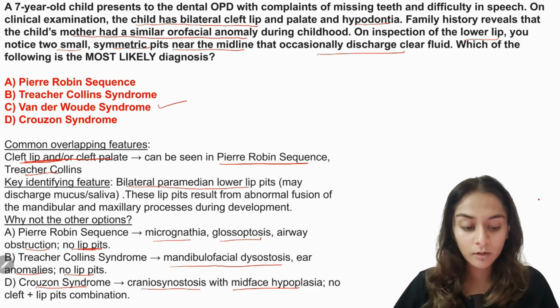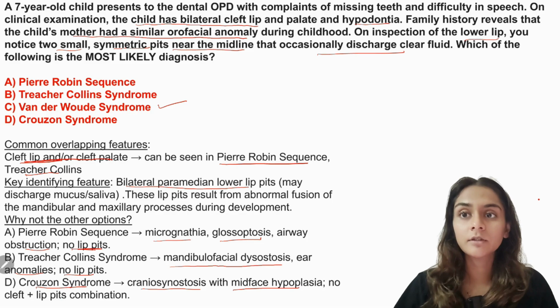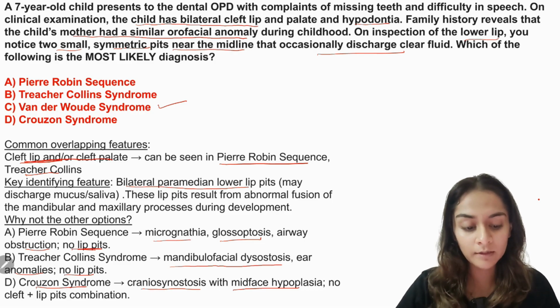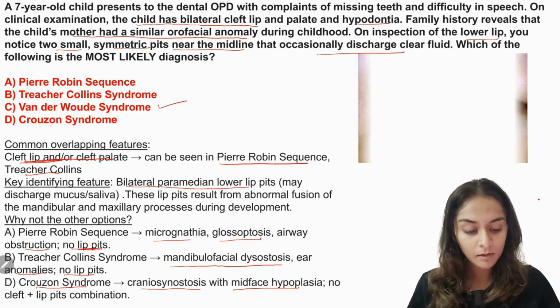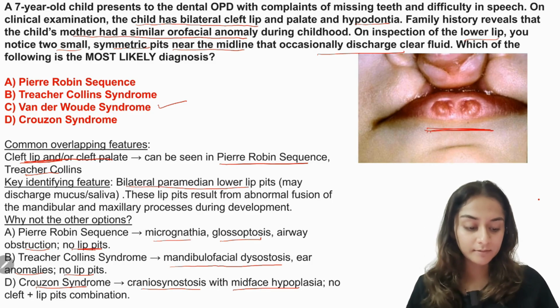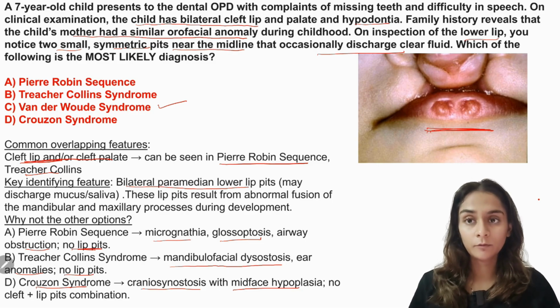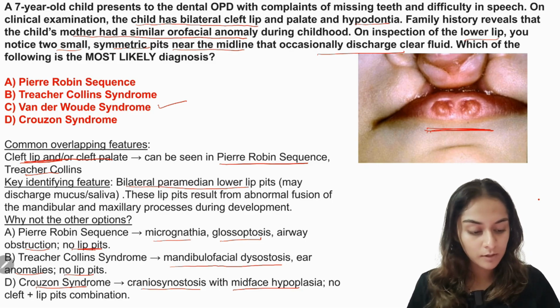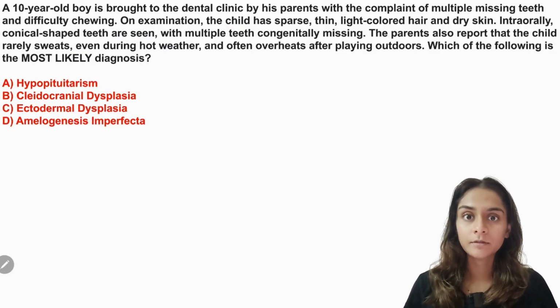So when you encounter such questions in your exam, always look for the keyword. In this question, the keyword is only one, that is the bilateral or unilateral lower lip pits. Now see, we can appreciate over here, these are the lip pits that are seen in Van der Woude syndrome. Now let us move to the next case-based scenario.